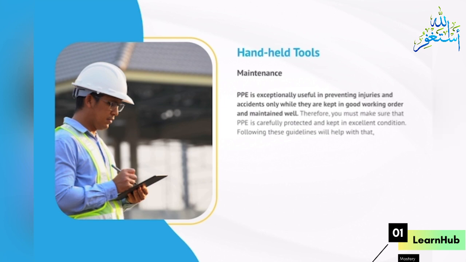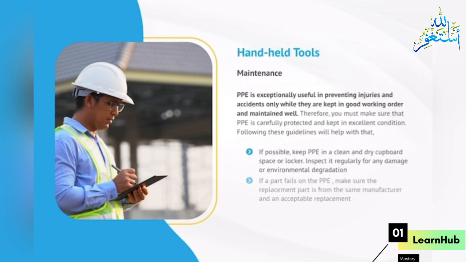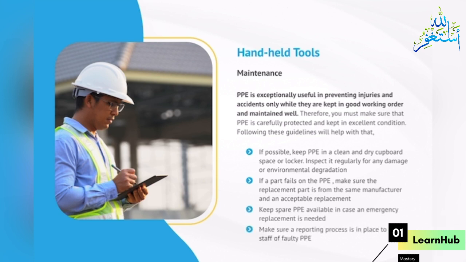Maintenance. PPE is exceptionally useful in preventing injuries and accidents only while it is kept in good working order and maintained well. Therefore, you must make sure that PPE is carefully protected and kept in excellent condition. Following these guidelines will help with that. If possible, keep PPE in a clean and dry cupboard space or locker. Inspect it regularly for any damage or environmental degradation.